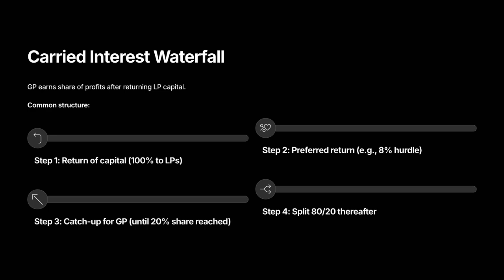This structure aligns incentives. LPs earn first. Then the GP is rewarded for strong performance.